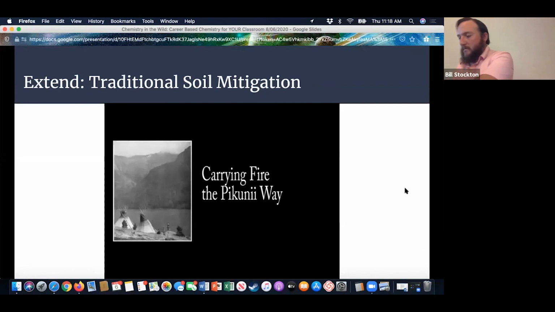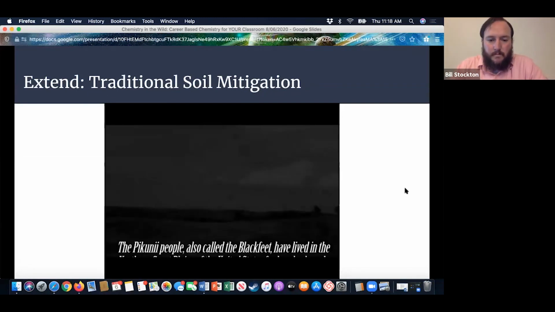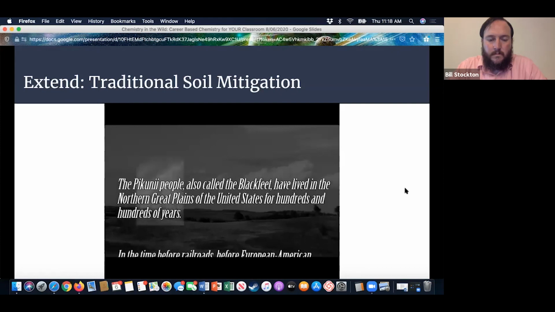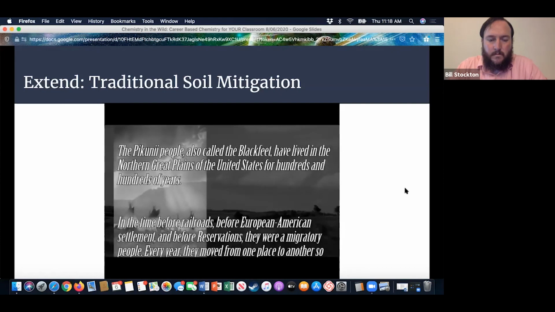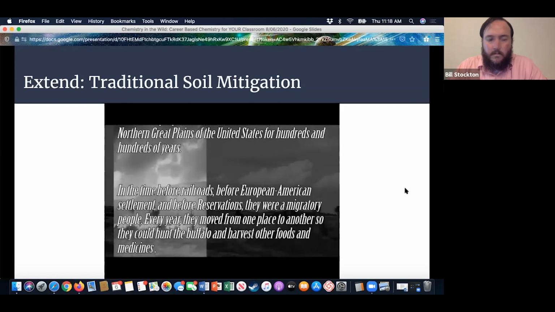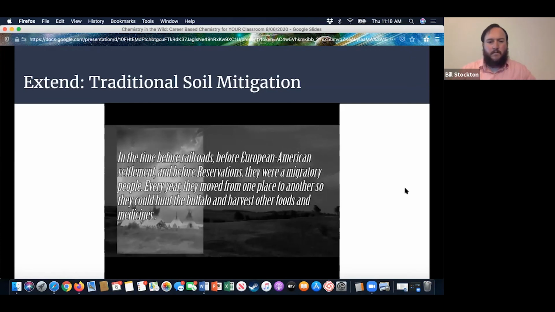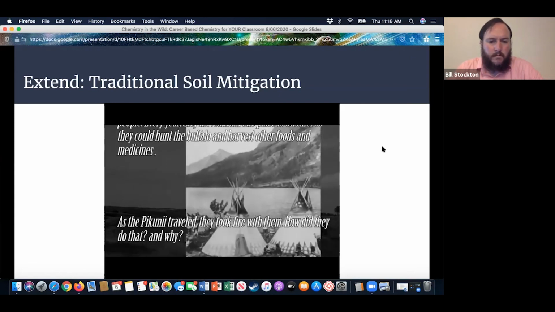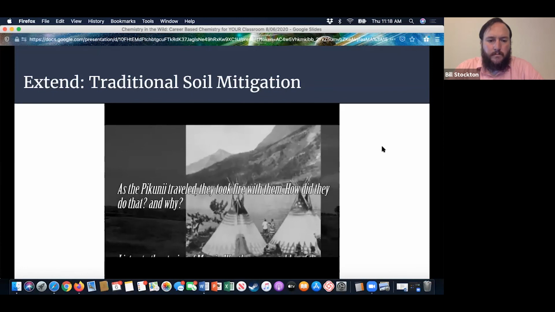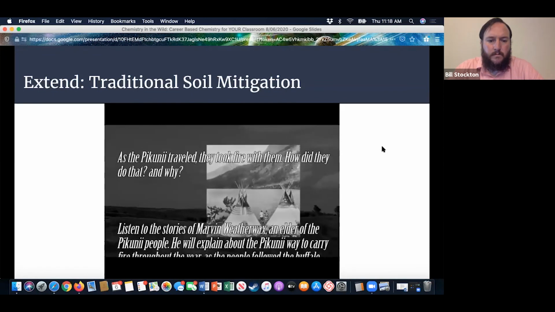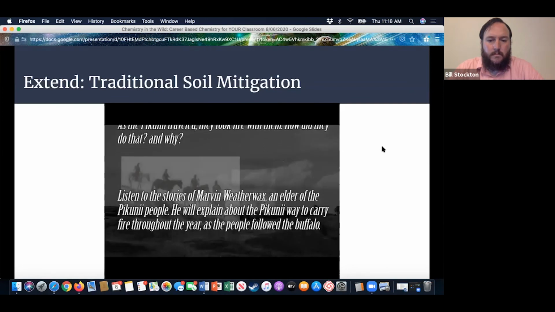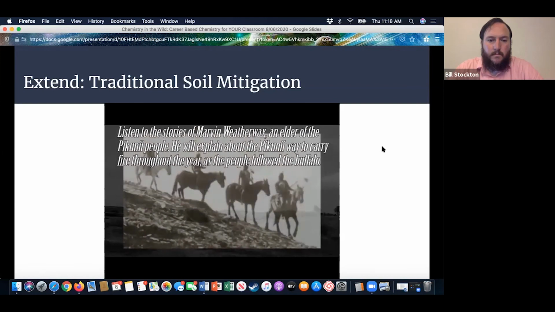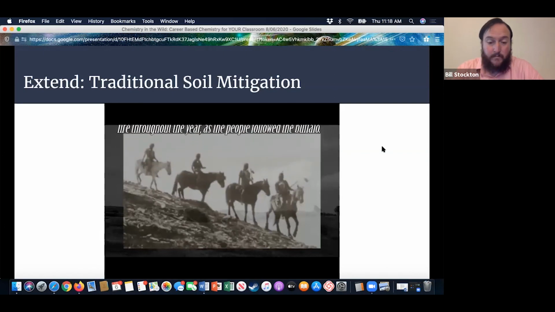Carrying fire, the Piikani way. The Piikani people, also called the Blackfeet, have lived in the northern Great Plains of the United States for hundreds and hundreds of years. In the time before railroads, before European American settlement, and before reservations, they were a migratory people. Every year, they moved from one place to another so they could hunt the buffalo and harvest other foods and medicines. As the Piikani traveled, they took fire with them. How did they do that, and why? Listen to the stories of Marvin Weatherwax, an elder of the Piikani people. He will explain about the Piikani way to carry fire throughout the year as the people followed the buffalo.